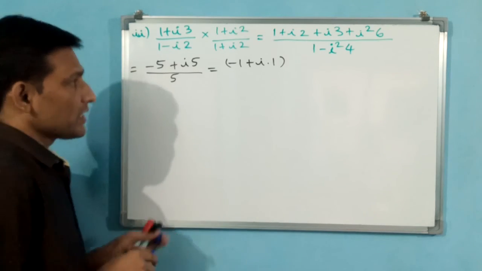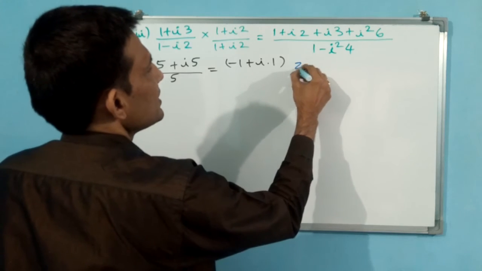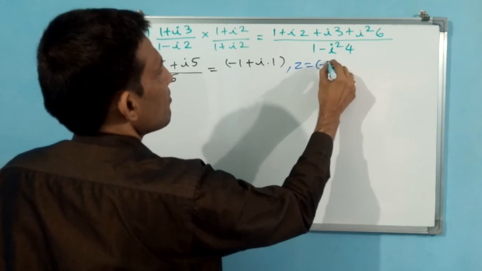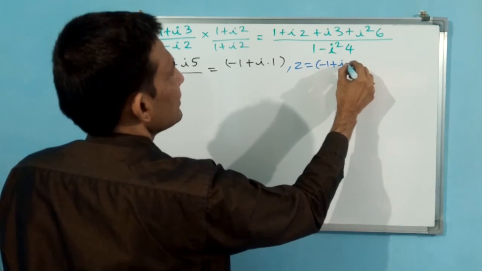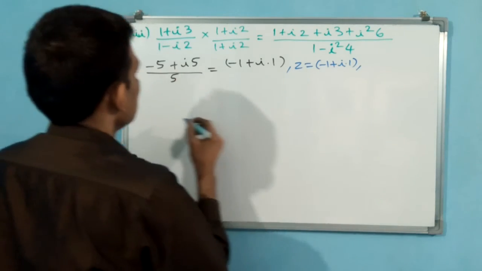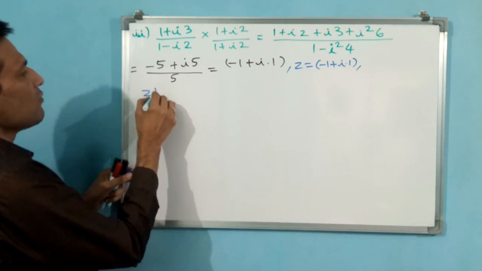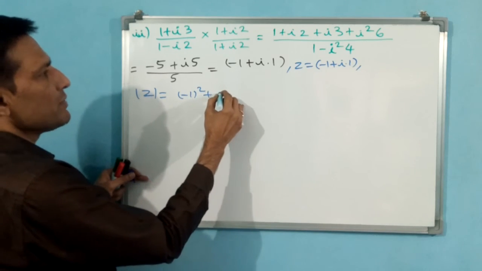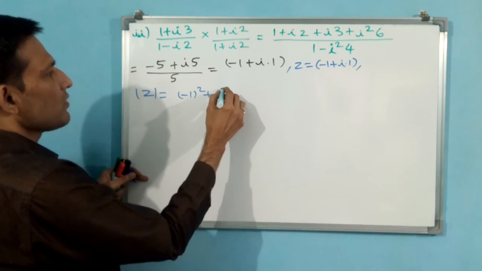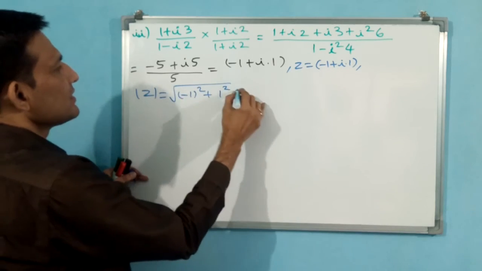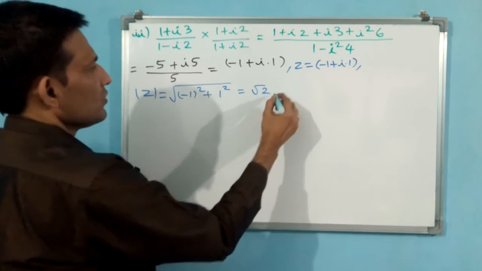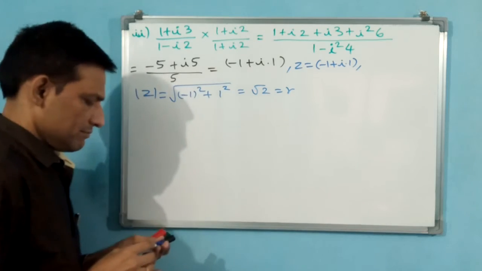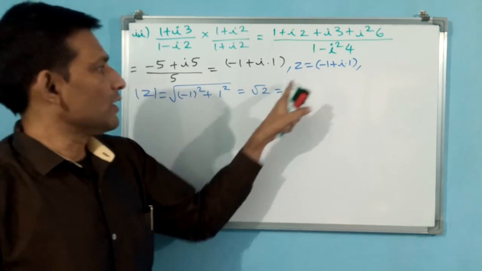Now, you can write this like this. Z is equal to minus 1 plus I into 1. Now you find modulus Z. Modulus Z is equal to under root a square, minus 1 square, plus b square, 1 square, which is root 2. This will be R. Now you know R.